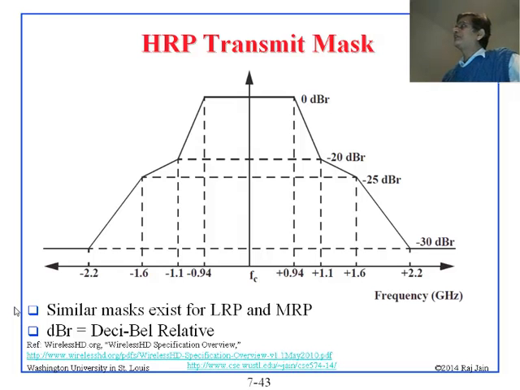Okay, so there is a spectral mask, and the spectral mask basically tells you the relative power as a function of frequency. And the relative power is specified in dBr, starting from 0 dBr all the way down to a low value.